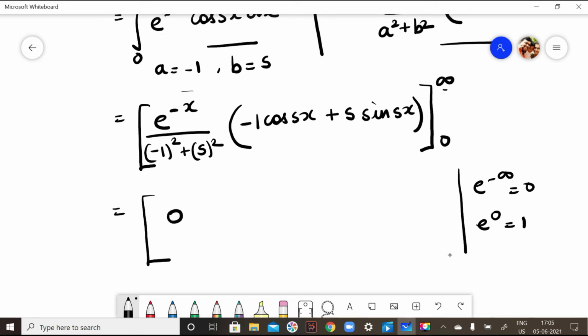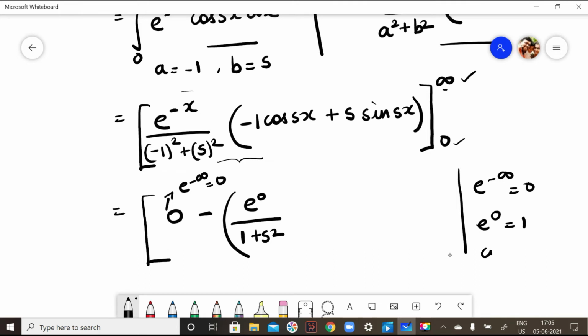0 into anything is going to be 0. Why is this 0? Because e to the power minus infinity is 0. Okay, the upper limit is over. Minus the lower limit. What is my lower limit? My lower limit is 0. So this becomes e to the power 0 by minus 1 into minus 1 becomes 1 plus s square.